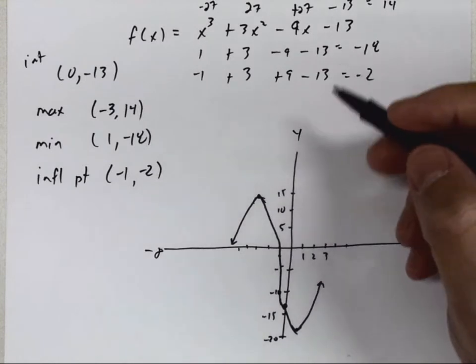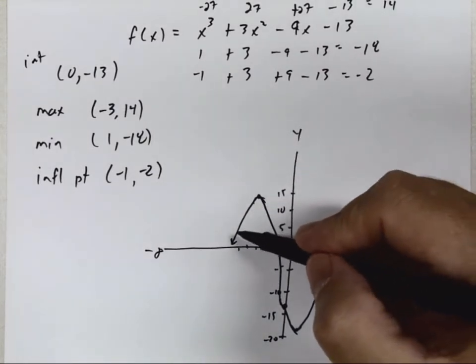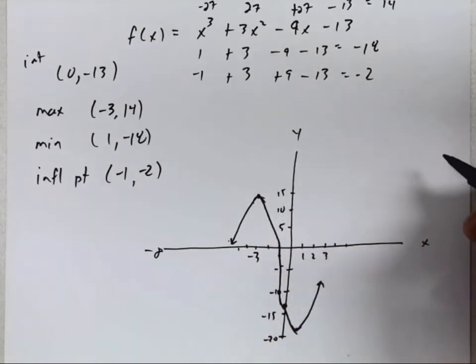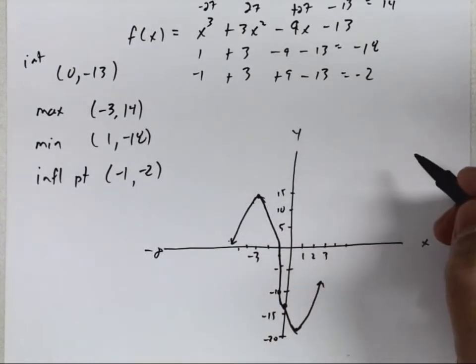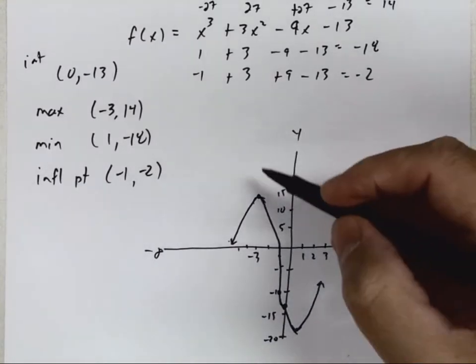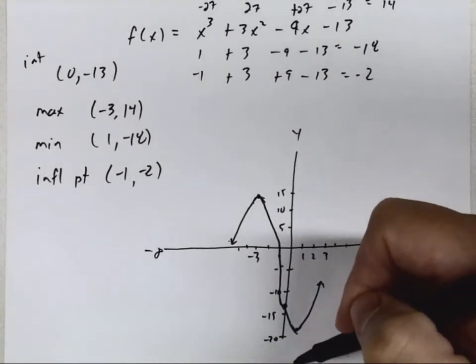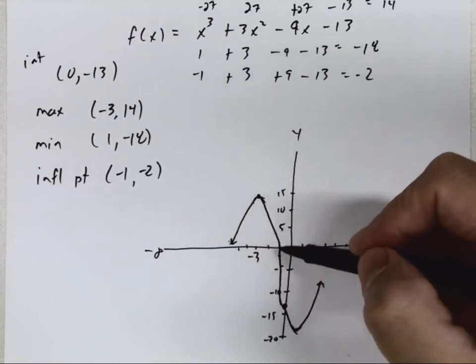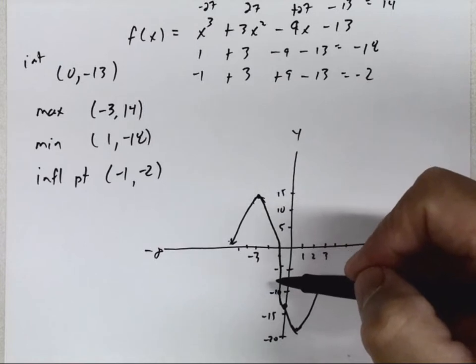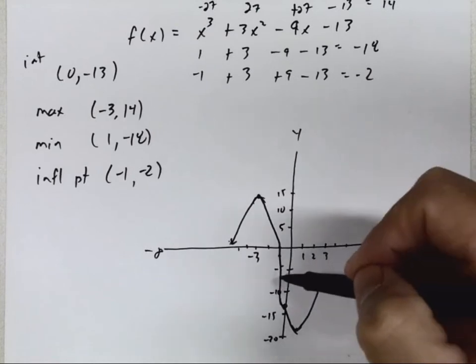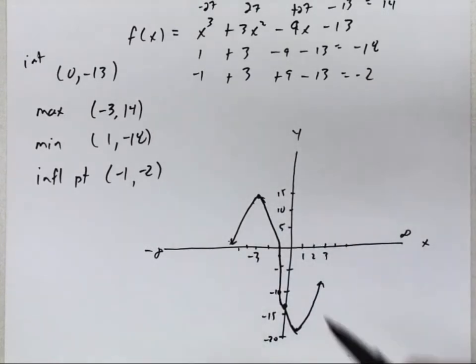So just to confirm, increasing regions: negative infinity to -3, and from 1 to infinity. Decreasing from -3 to 1. Concave down from negative infinity to -1, and then concave up from -1, with the point of inflection, and the y-intercept. So that is a rough sketch, but that's the idea.